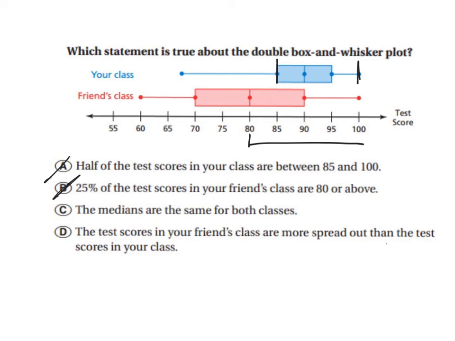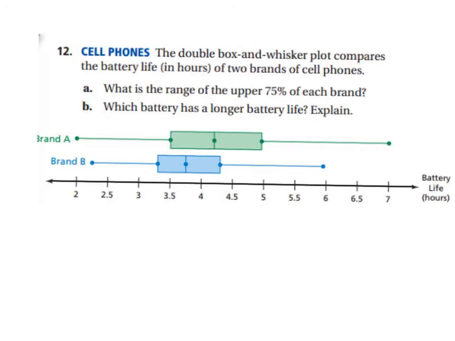The medians are the same for both classes. Well, here's the median for our class, and this is the median for the friend's class, so nope. The test scores in your friend's class are more spread than the test scores in your class. Well, if you notice, one, their interquartile range is more spread, but also the range is more spread. So D is the correct answer.